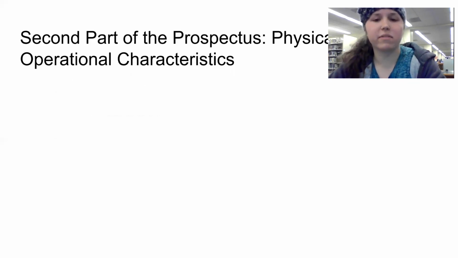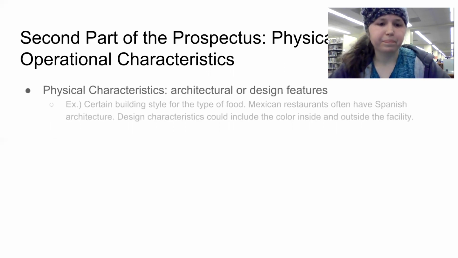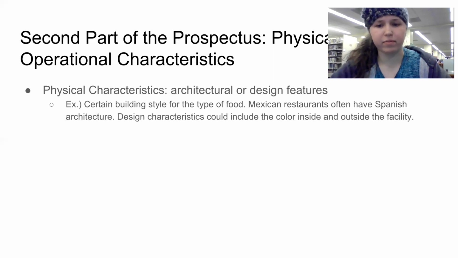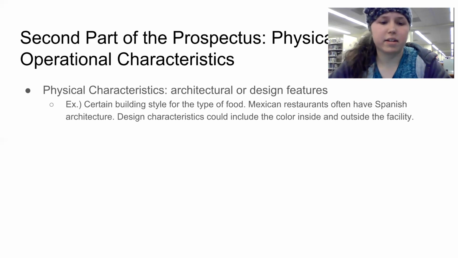So the second part of the prospectus is your physical and operational characteristics. Physical characteristics include things like architecture and design features, because certain building styles are required for certain types of foods. The book gives an example: Mexican restaurants often have Spanish architecture, so that would be an architectural physical characteristic. And then design characteristics would include things like the color of the inside and outside of your facility.